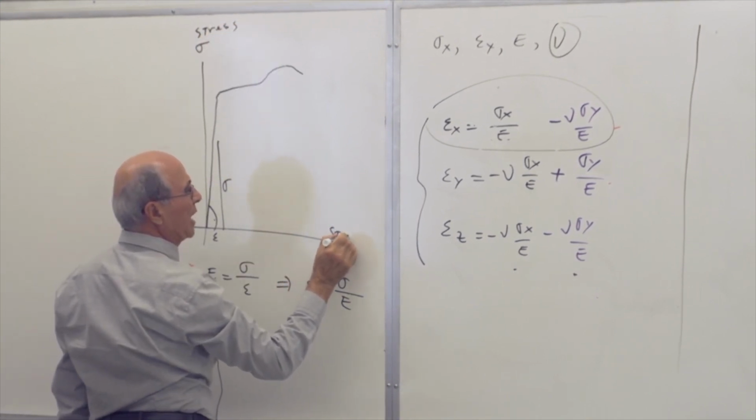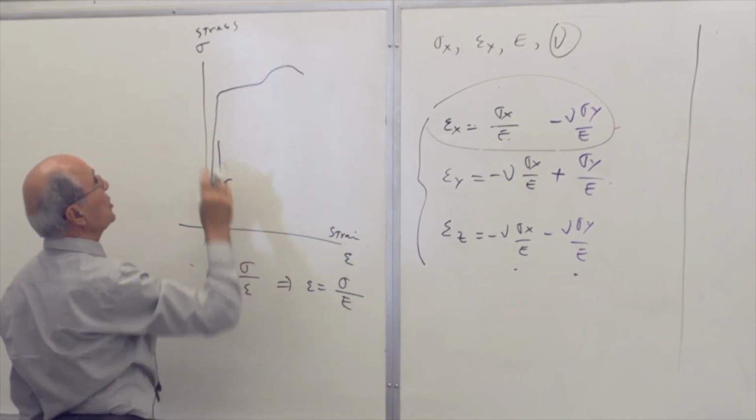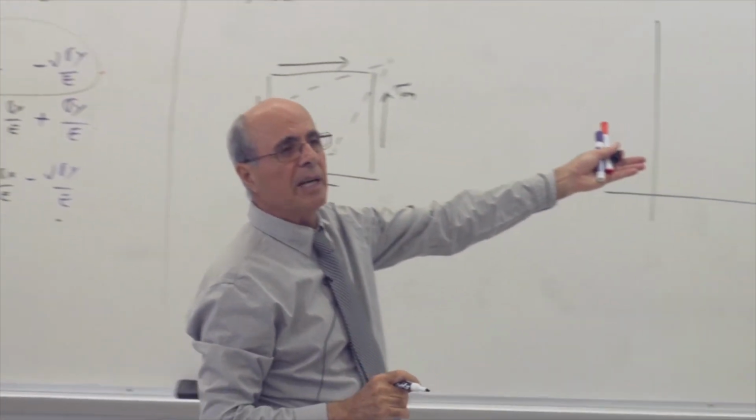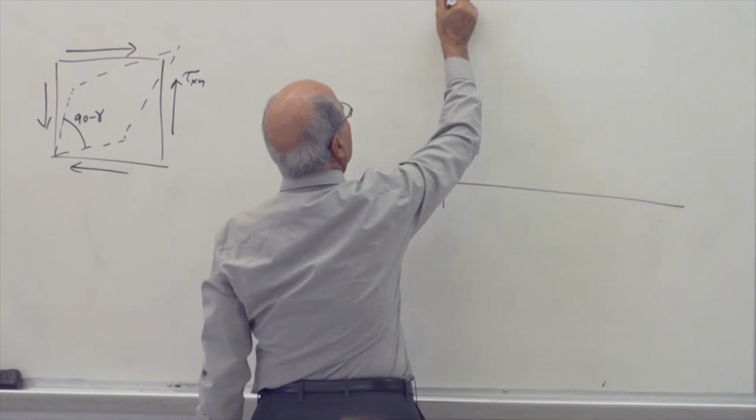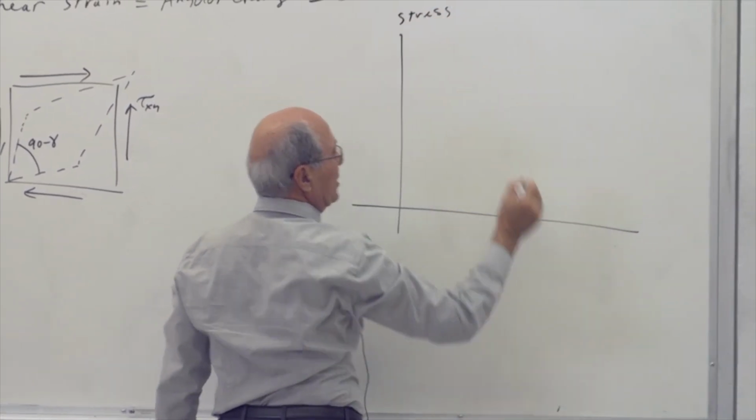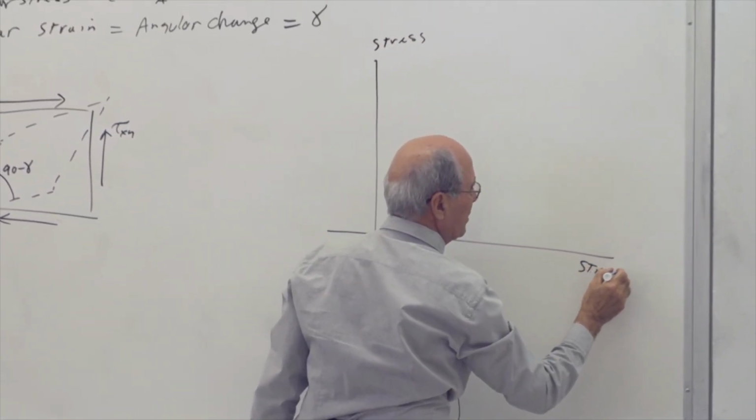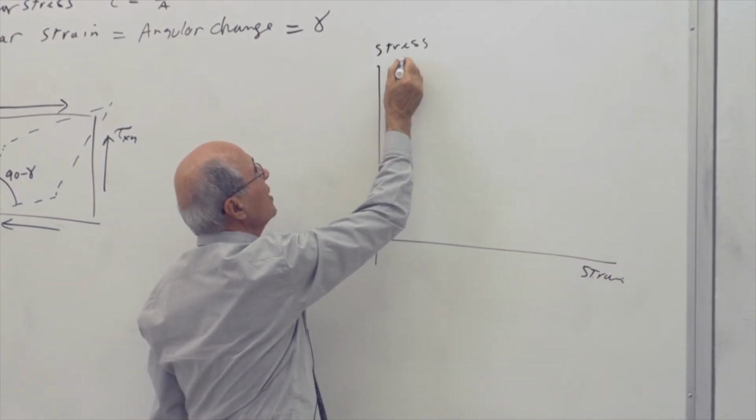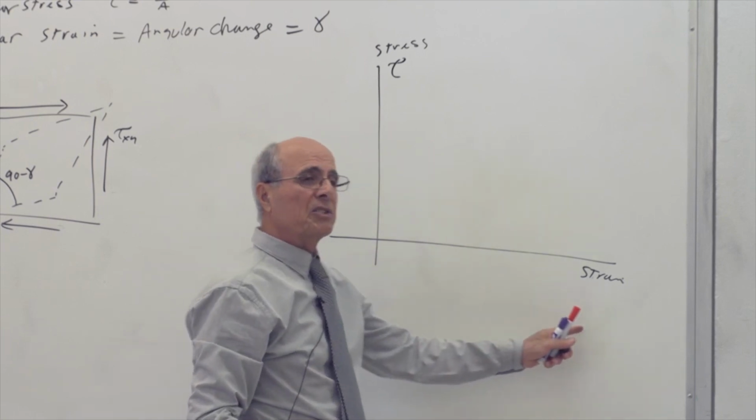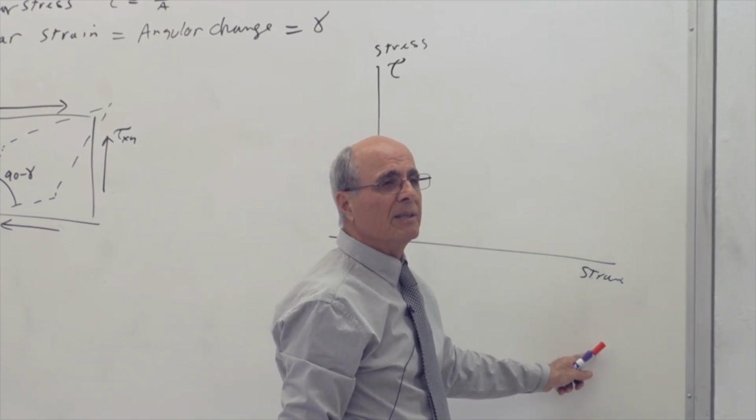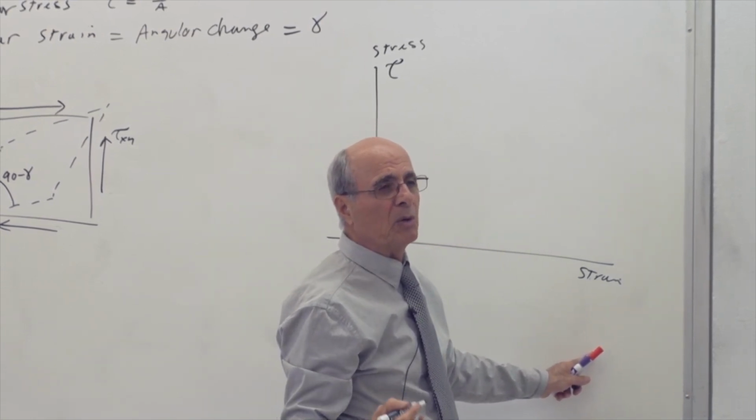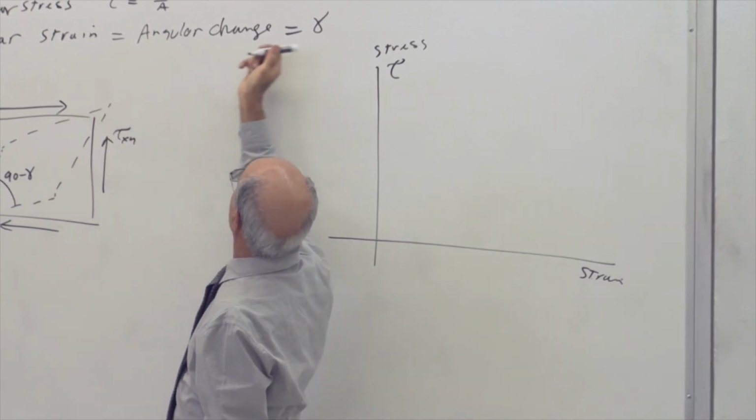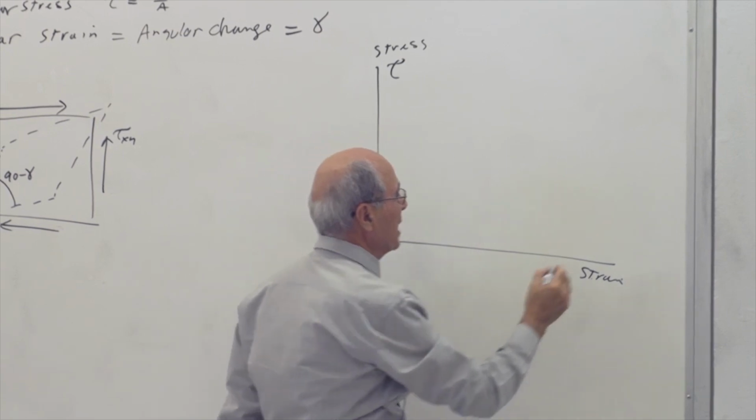This is what they call it. Actually, they don't call it sigma versus epsilon; this is stress versus strain. I have to do the same thing here. But what is my stress this time? The stress this time is not sigma, it is tau. And the strain this time is not E or epsilon. It is gamma, yes or no? So that is the gamma, we put it here.